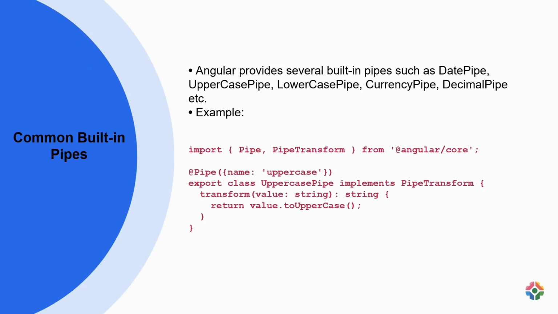These pipes include DatePipe for date formatting, UpperCasePipe for converting text to uppercase, LowerCasePipe for transforming text to lowercase, CurrencyPipe for currency formatting, DecimalPipe for formatting numbers with decimal places, and many more. For instance, in the provided example, a custom uppercase pipe is created to transform input text to uppercase using the transform method within the UpperCasePipe class. This example showcases how custom pipes can be developed in Angular to extend the functionality beyond the predefined built-in pipes.